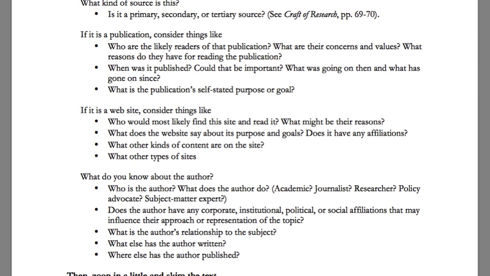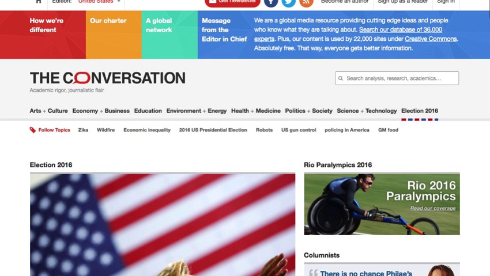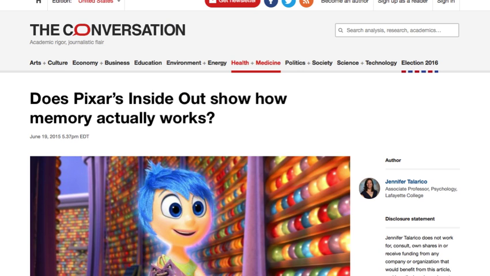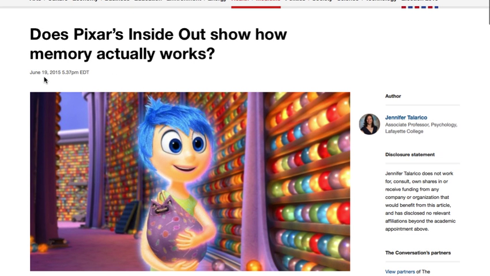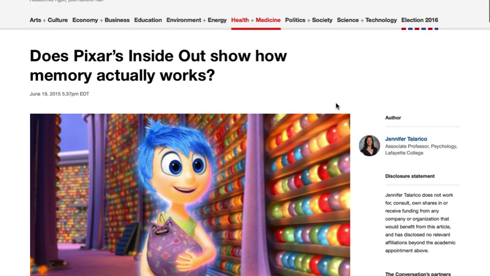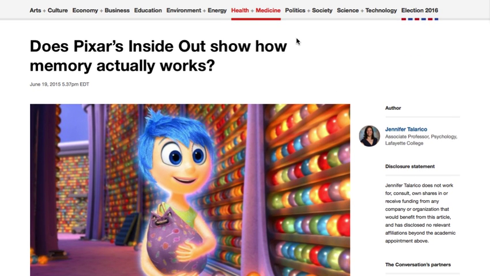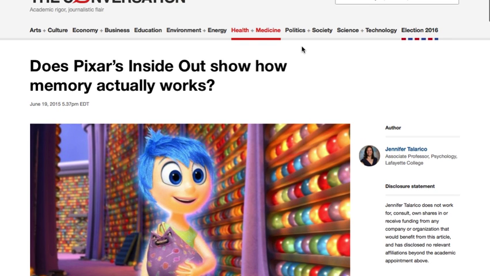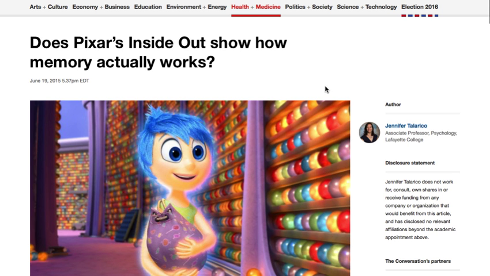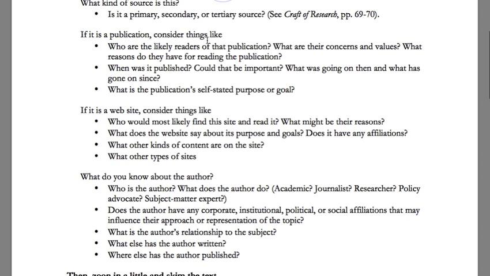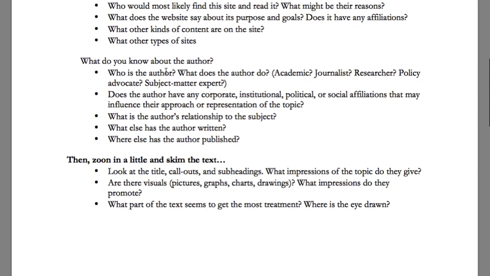We also take a look at, we can go back to the picture here. June 19th, 2015 is when it came out. And if I remember right, Inside Out came out last year, so in 2015, so it was pretty relevant, pretty current when the article was published. And some other things, what do we know about the author?